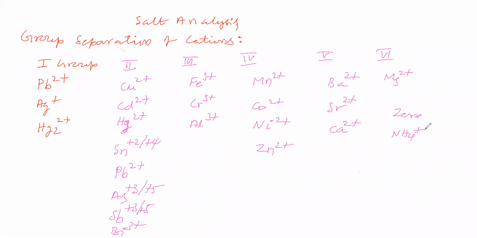So in the group separation of cations, we said group-wise cations: first group, second group, third group, fourth group, fifth group, sixth group, and zero group. Then we'll see the group reagent for each group. For the first group, the group reagent is dilute HCl, concentration nearly 2 molar.